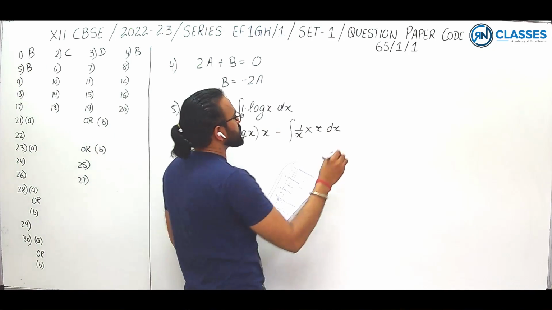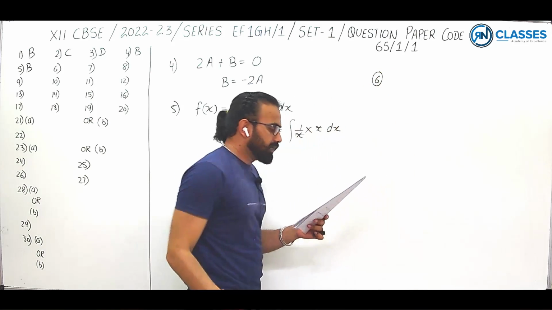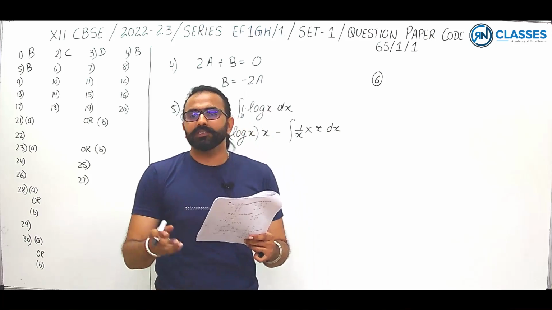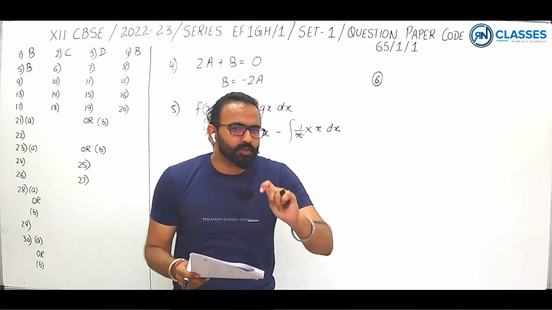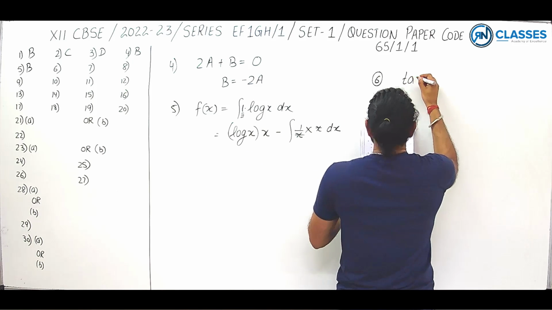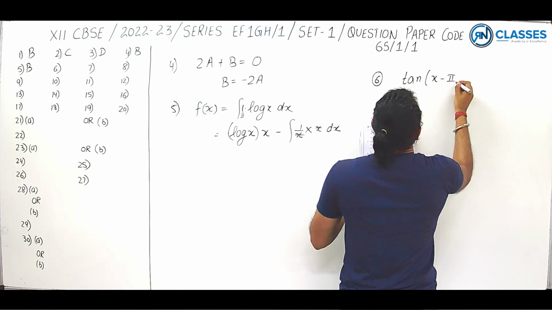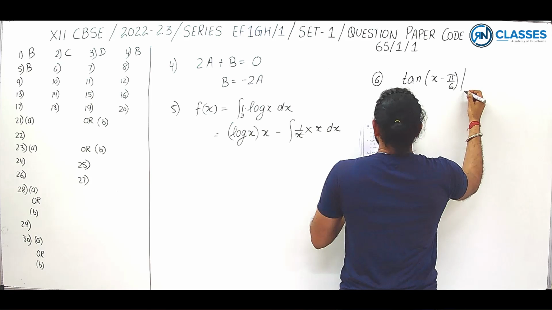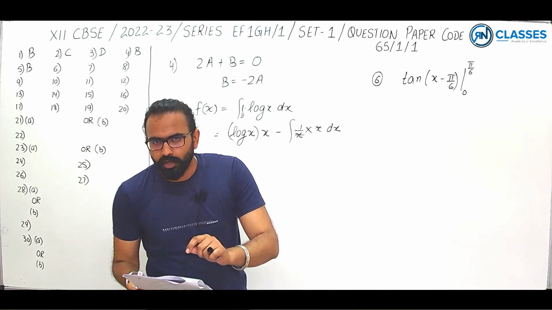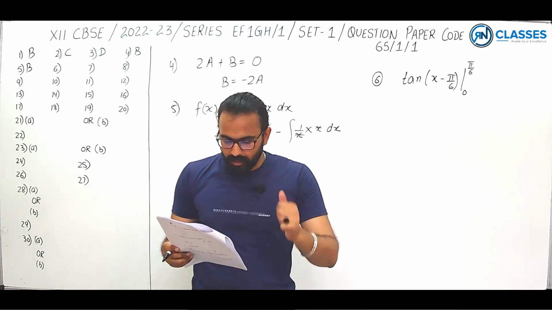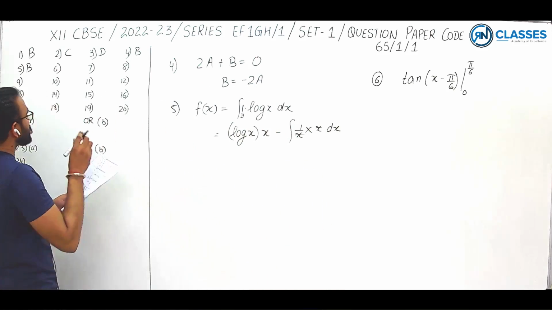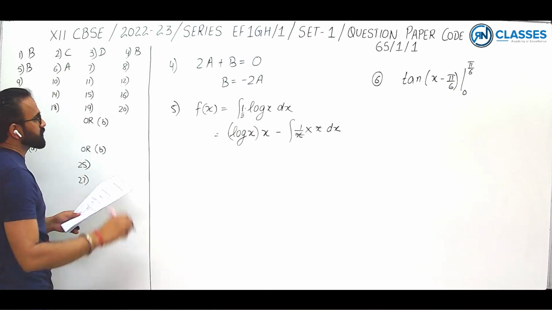Now question number 6 is, integration of secant square of x minus pi by 6 dx from 0 to pi by 6. And we know secant square is the derivative of tan x. So its integration is tangent of x minus pi by 6, and of course the limits are 0 to pi by 6. As we put upper limit minus lower limit, we will get the final answer as 1 by root 3, which matches with option A. So answer to question number 6 is A.